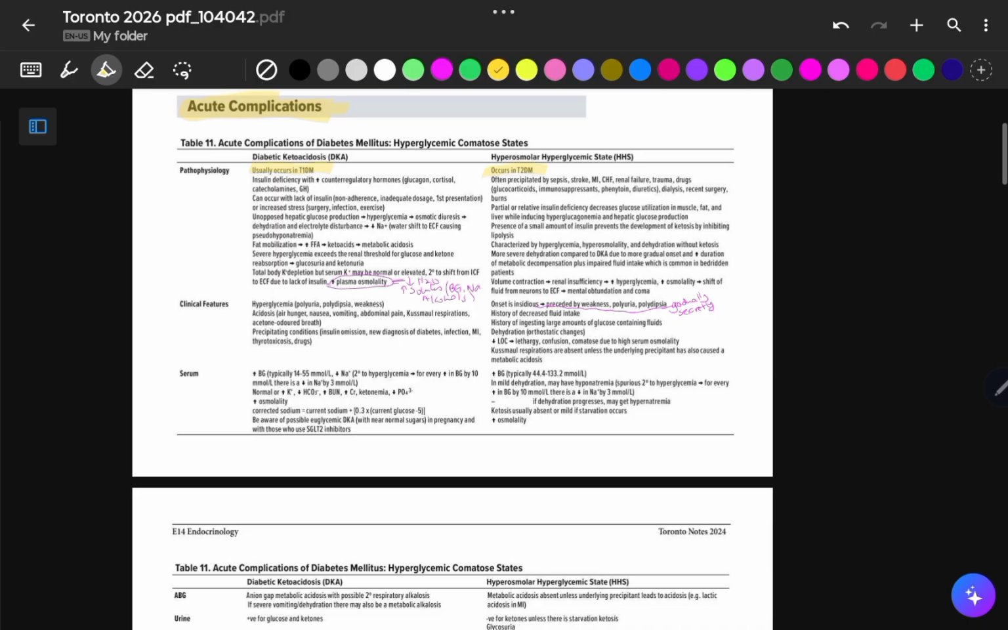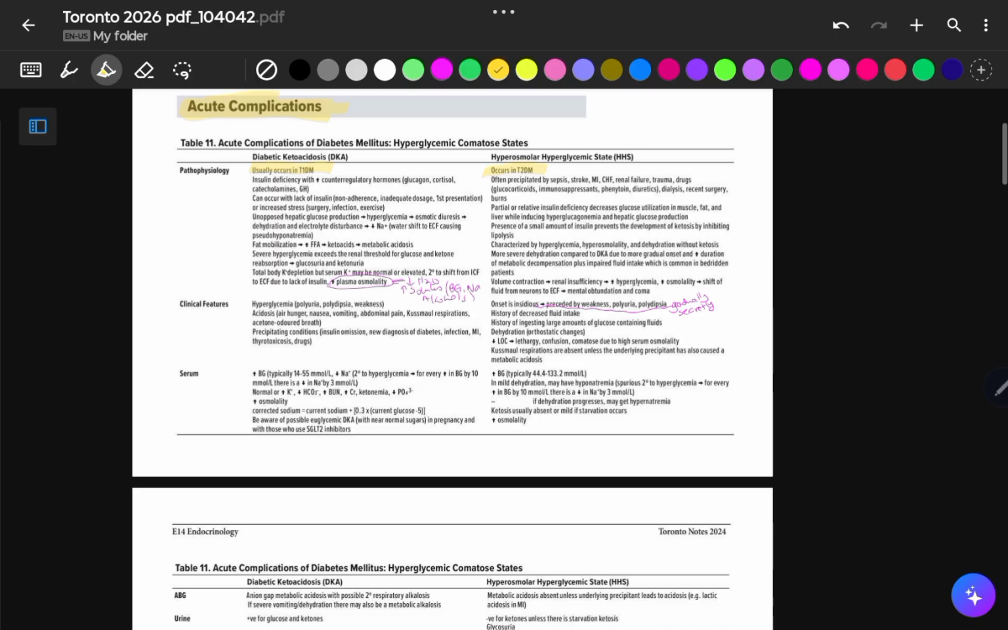Precipitating conditions. So what precipitates your DKA? If a patient has an infection, myocardial infarction, drugs can also precipitate a DKA. You see a patient that has diabetes and now they're having infections, or they're not having enough insulin, or they are newly diagnosed diabetics. Those are conditions that can precipitate a DKA. Another one is thyrotoxicosis.